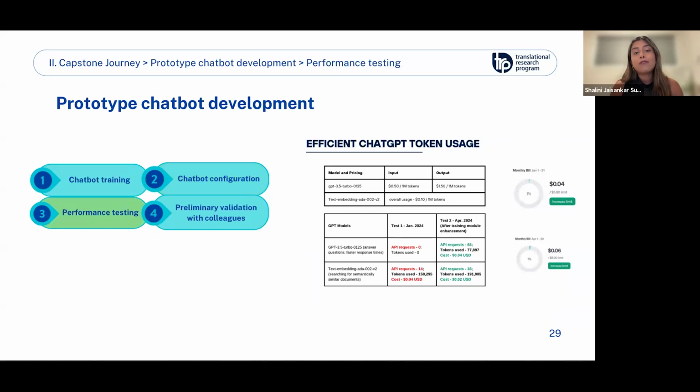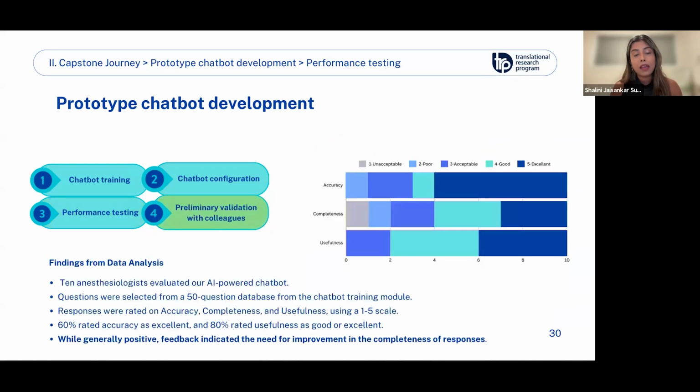We conducted 2 performance tests and found that in performance testing 2, there was significant improvement in terms of cost-cutting and efficient use of the ChatGPT model. The last step was preliminary validation. 10 anesthesiologists were presented with the chatbot's responses to questions and were asked to rate them. The data analysis indicated that 60% found the responses accurate, 80% rated them as useful, and overall the response was positive. But in terms of completeness of responses, there was a need for improvement.